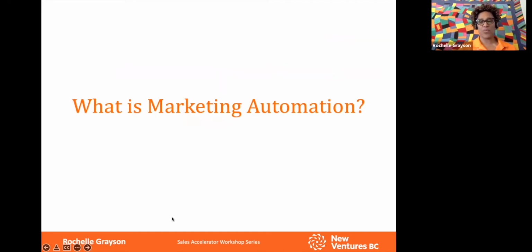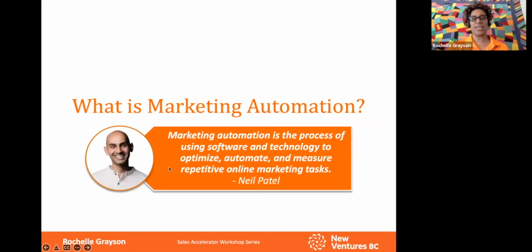So I'm going to kick it off with what is marketing automation. And I really like this definition by Neil Patel, who is a fairly well-known digital marketer. He says marketing automation is a process of using software and technology to optimize, automate, and measure repetitive online marketing tasks. I think that's a really good thing. You want to think about what are some of those repetitive online tasks that you have, and are there better ways that we could automate them so we can free up time and maybe focus on something else that we're doing.